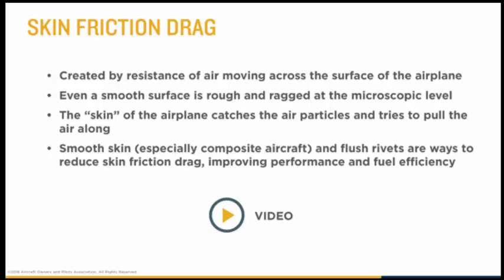So skin friction drag is the resistance of air moving across the surface of the airplane. On a very small scale, the surface of an airplane is rough, like sandpaper. If you run your hand over sandpaper, the sandpaper catches your skin and slows down the movement. Same thing happens with an airplane. The skin of the airplane catches the air particles next to it and tries to pull the air particles along.